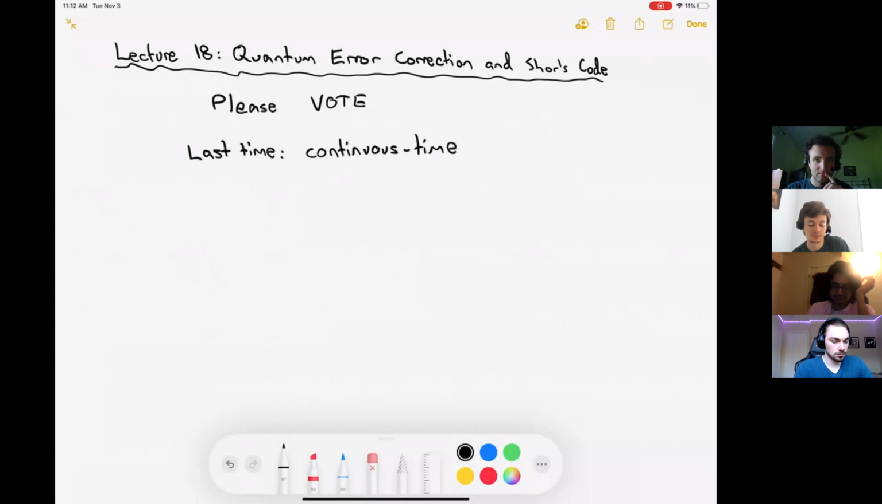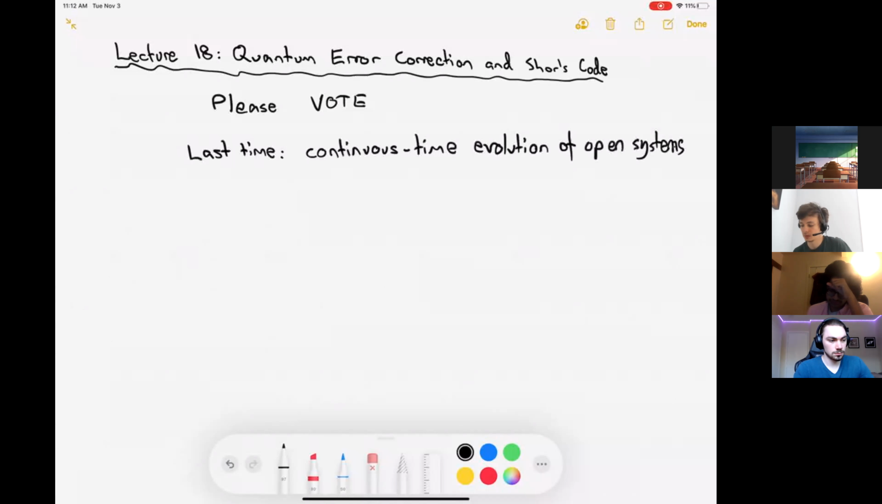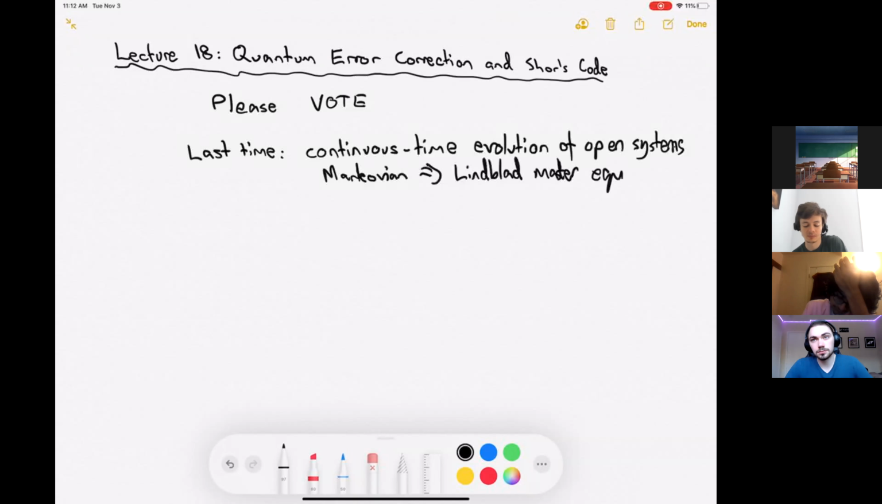Okay, so last time we talked about continuous time evolution of open systems. And what we saw is that if you make the assumption that the evolution is Markovian, so the evolution from time t to any future time is just given by some quantum channel with input just the state at that time t, so information that never leaves never comes back in, then what you get is what's called the Lindblad master equation. And we played around with some simple examples of that.